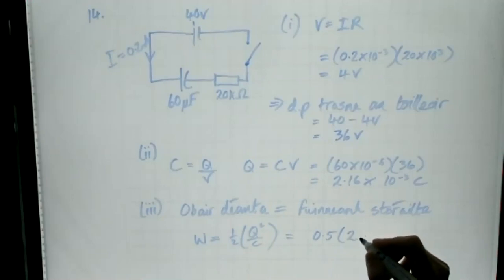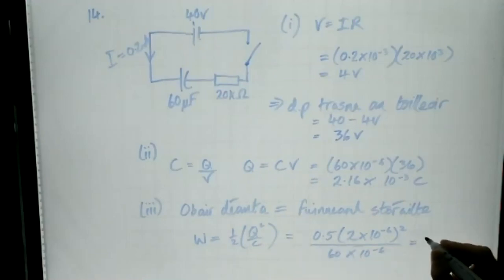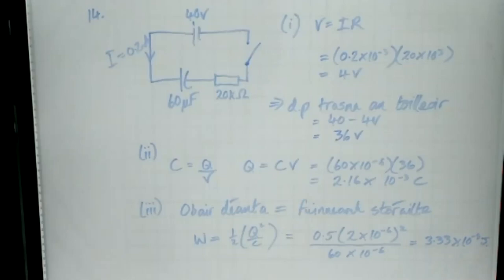We are placing a 2 microcoulomb charge, so 2 by 10 to the power of minus 6, squared, divided by a capacitance of 60 by 10 to the power of minus 6. This gives 3.33 by 10 to the power of minus 8 joules. So that is the work done in placing 2 microcoulombs on the capacitor.